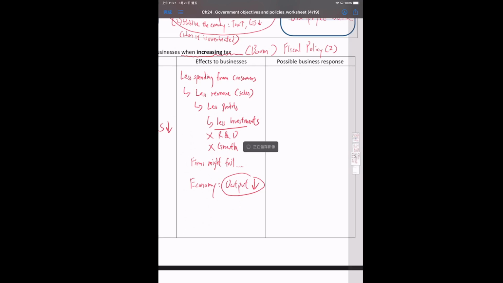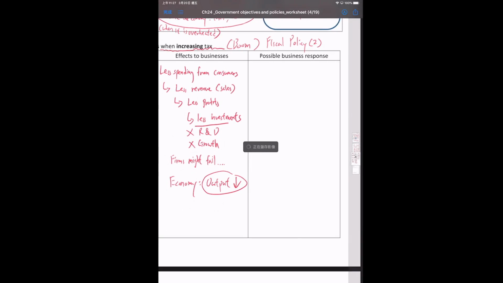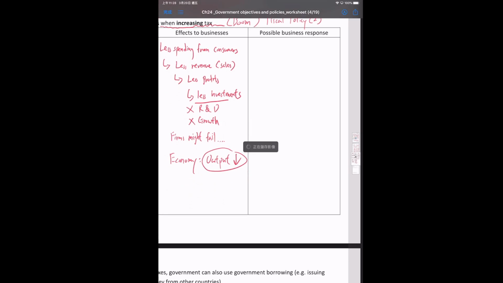So when you are answering this in the exam, sometimes you might see a question asking what could be the possible business responses to improve such a situation. And I would say all of your points are valid, and as long as you are able to explain your points, then you will be just fine. So here, I'm just going to copy your points.